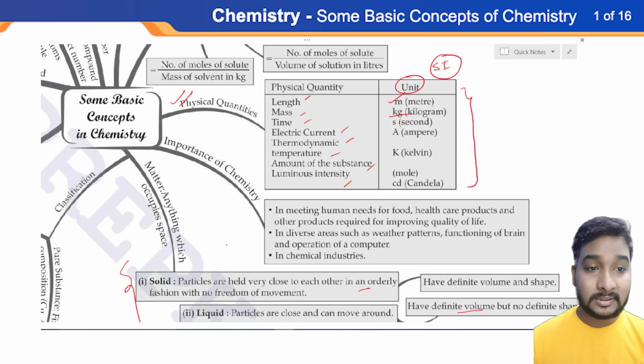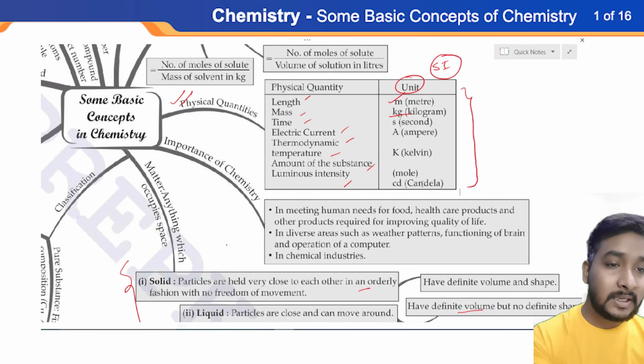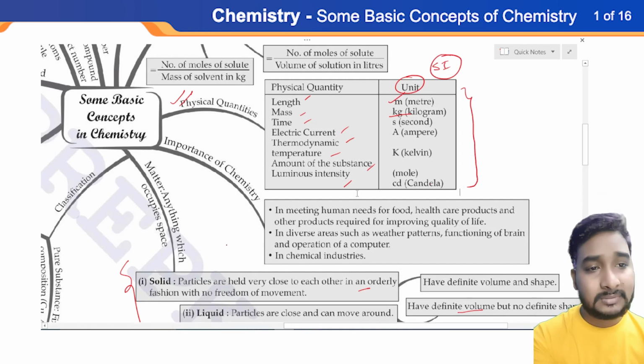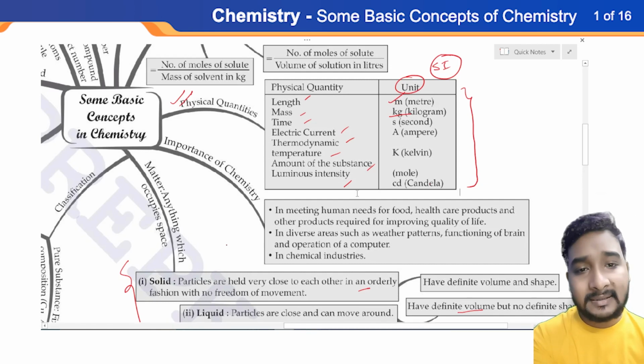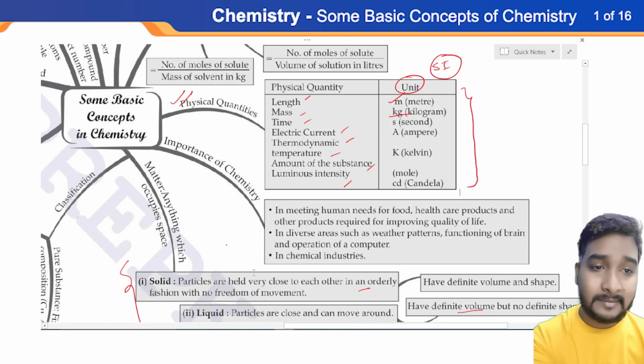Like the unit of luminous intensity should be candela. The unit of amount of substance is mole. So these quantities should be remembered from your side, and these are very simple. If you repeat them 5 to 6 times, you will be able to recall them easily in the examination or in any question solving paper.